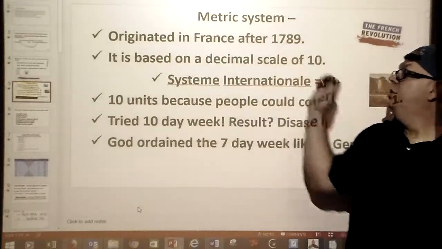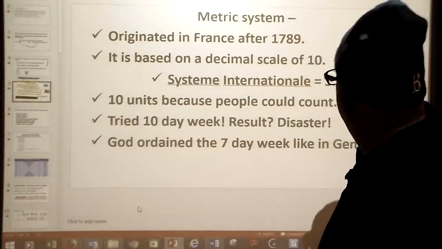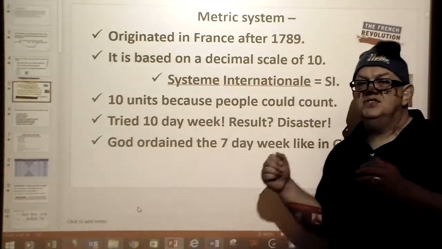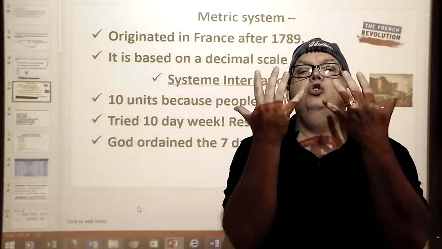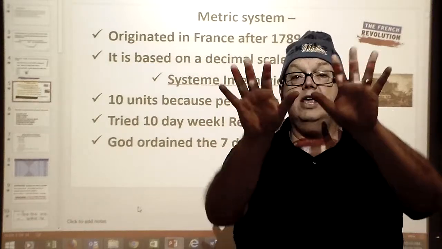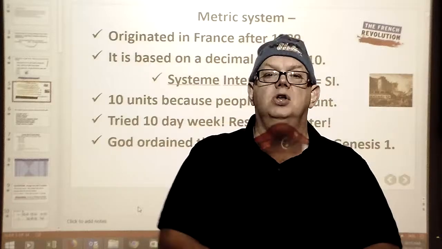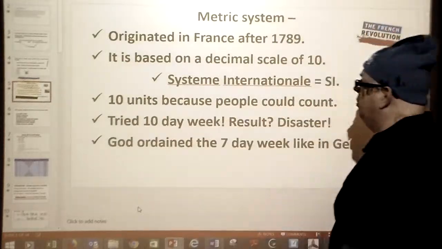The metric system originated in France after 1789, French Revolution, okay? It's based on a decimal scale of 10. They chose 10 because that's what they knew, that farmers and people who basically didn't know how to read or write, that they could count up to this many fingers. So that's where everything was based on tens, okay? 10 units because people could count that.